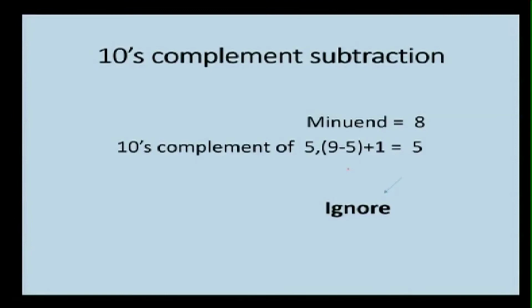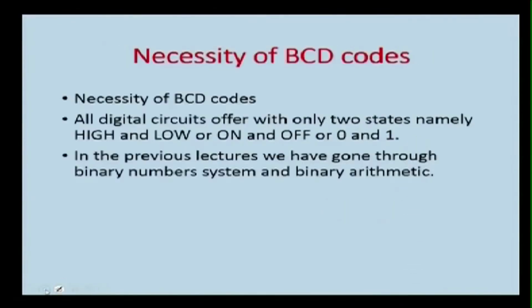And then what we have to do is, we have to add it up. We get 13. And as per the rule, we have to ignore the carry. So once we ignore the carry, the answer will be just 3. So this is how 10's complement subtraction is carried out.